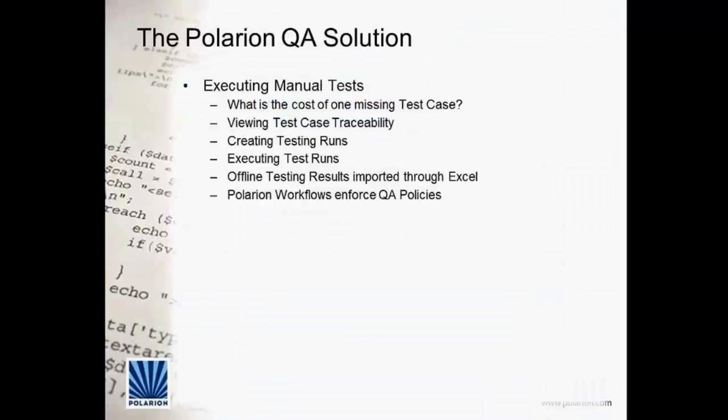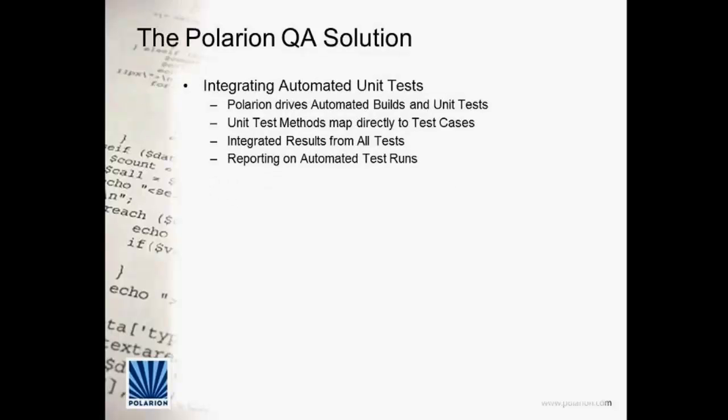All right. So in this section, I've shown how to view test case traceability, and how to make sure that all of the requirements have verified test cases and none of the test cases are missing. In addition, I showed how you're able to create test runs and then execute these test runs, not only within Polarion, but outside of Polarion through Excel. So the last step is to integrate an automated unit test.